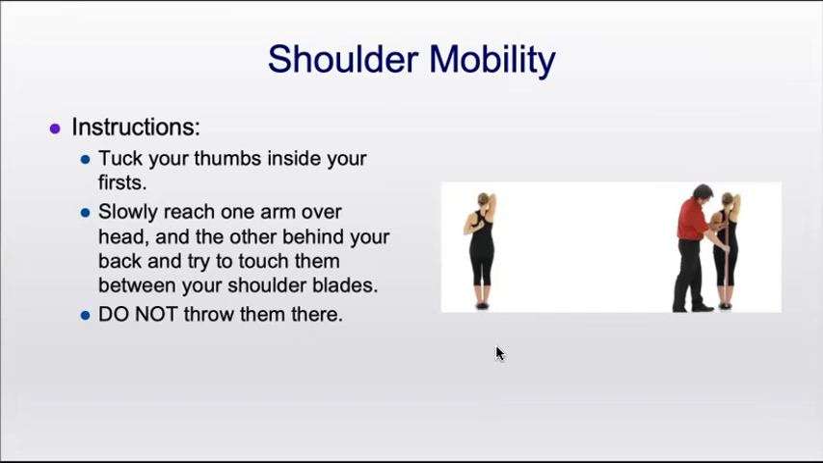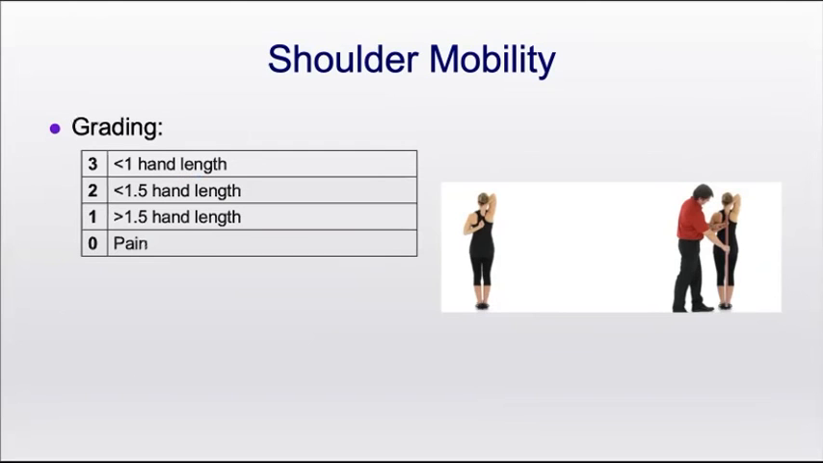Now, in order to score this, we need to take a baseline measurement. The baseline measurement is the length between the distal crease of the wrist and the longest digit. For most people, it's the middle finger. This is going to be your gauge in terms of grading.